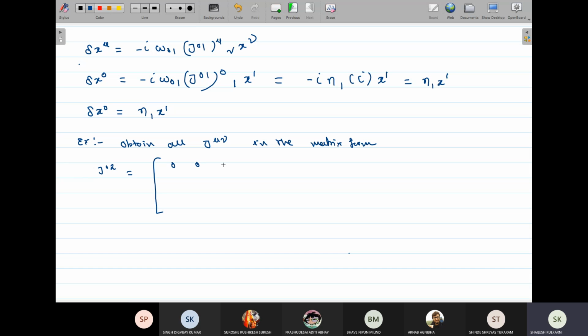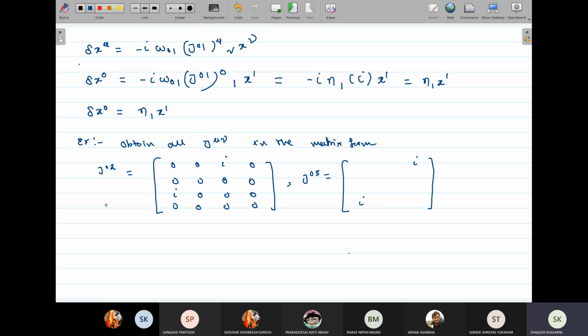0, 0, I, 0, 0, 0, 0, 0, I, 0, 0, 0, 0, 0, 0, 0. Okay, then J03 will be 0. Rest of all elements are 0 except I and I here. All are 0.